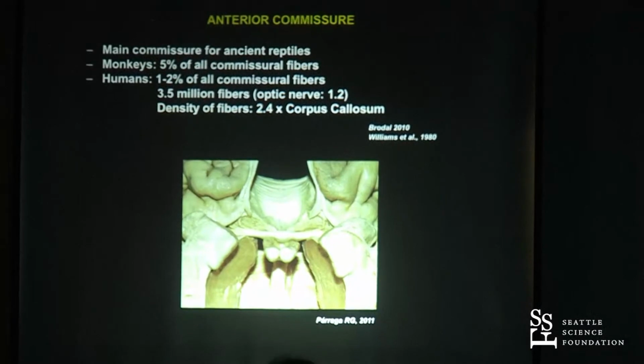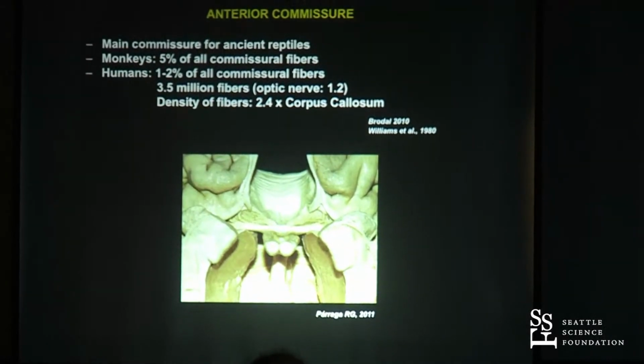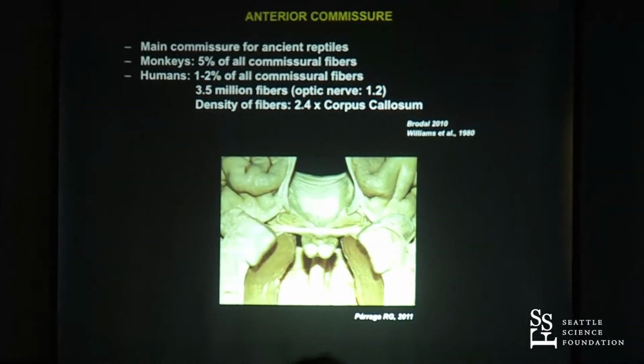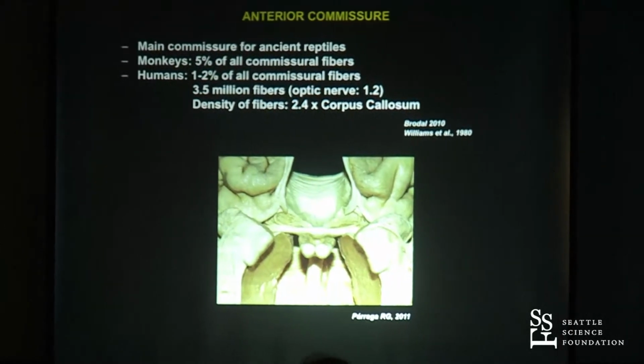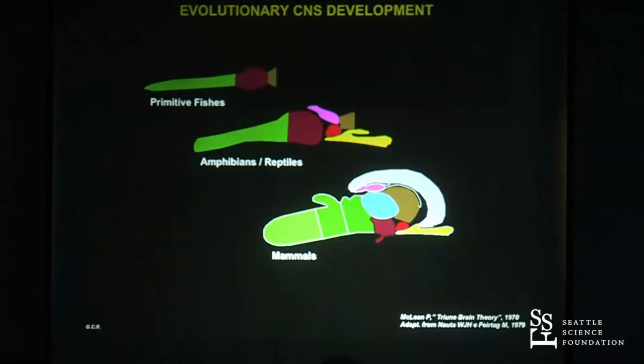So we're going to be dealing with a lot of vestigial structures. And that's why it makes neuroanatomy very difficult, because we have all these very small systems of fibers that we don't know if they are functional anymore or not.